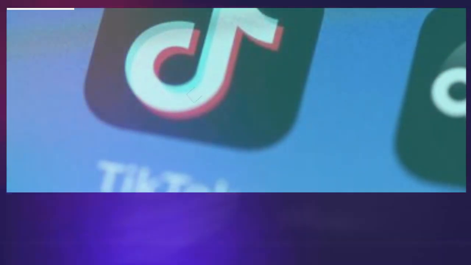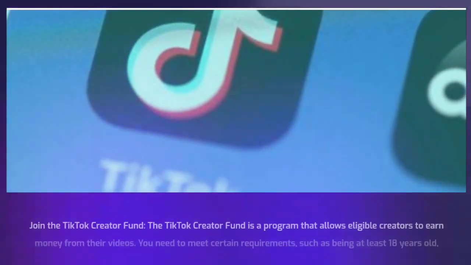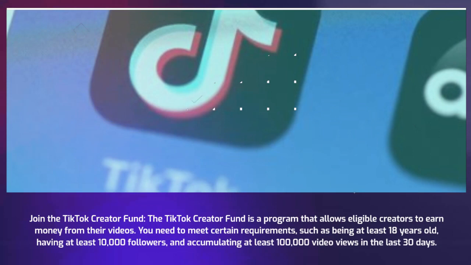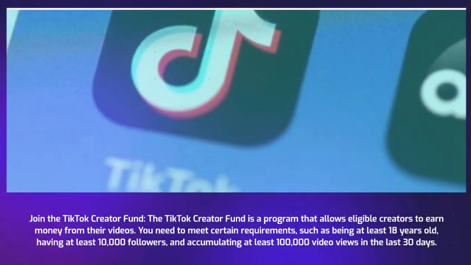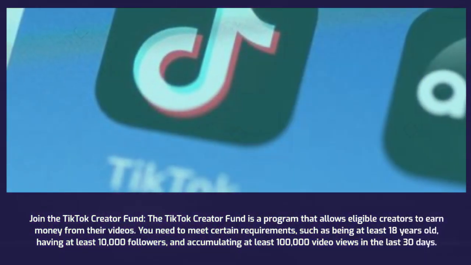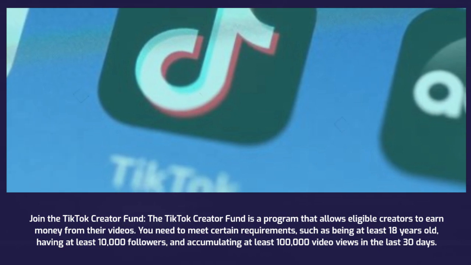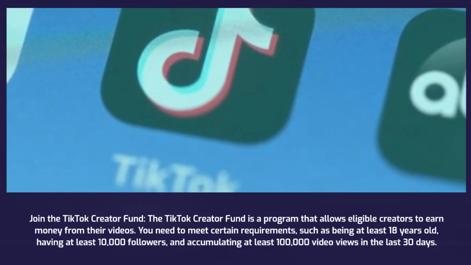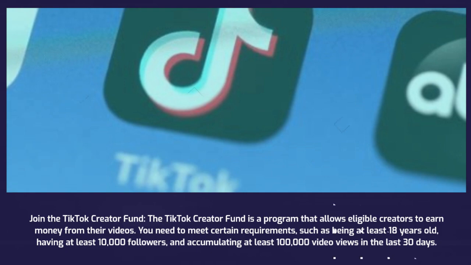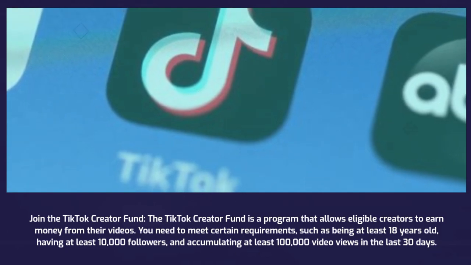Join the TikTok Creator Fund. The TikTok Creator Fund is a program that allows eligible creators to earn money from their videos. You need to meet certain requirements, such as being at least 18 years old, having at least 10,000 followers, and accumulating at least 100,000 video views in the last 30 days.